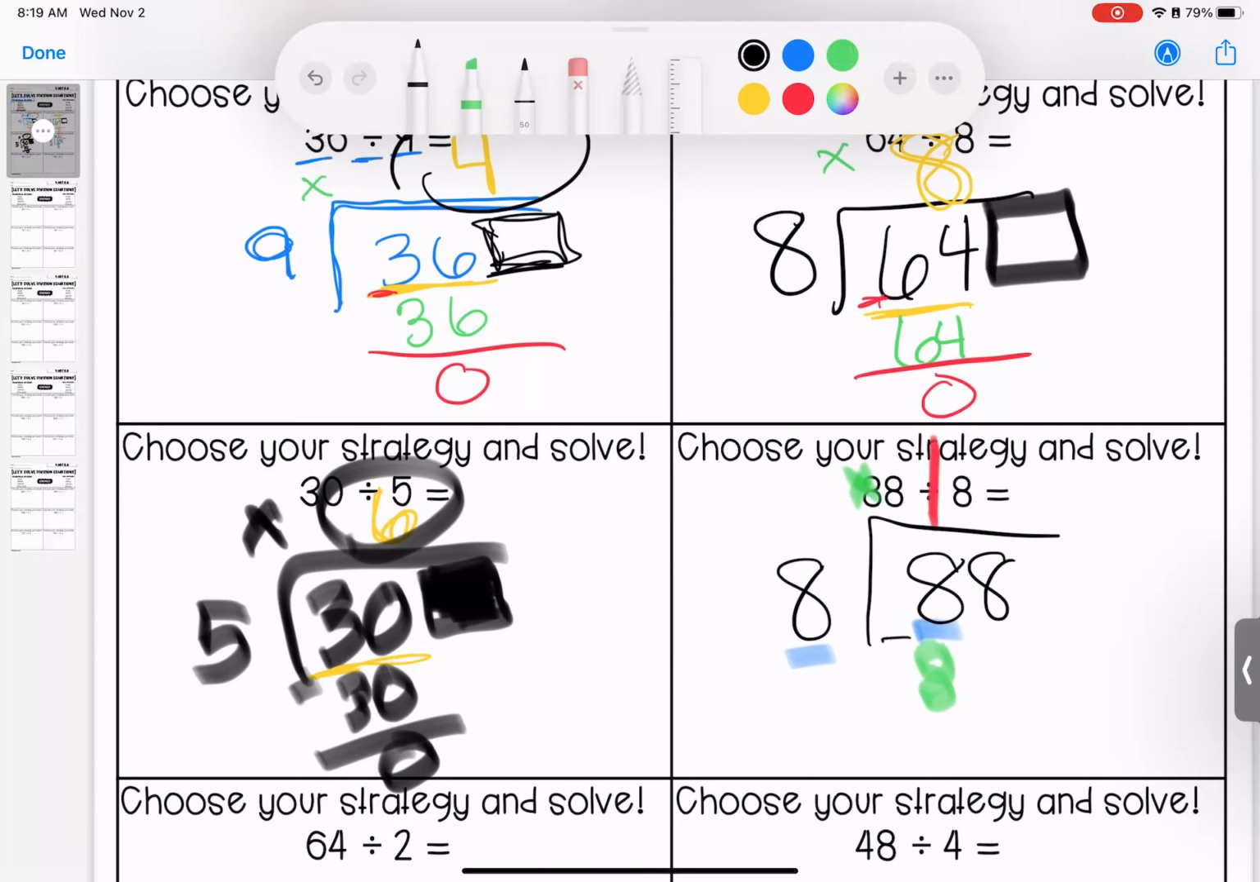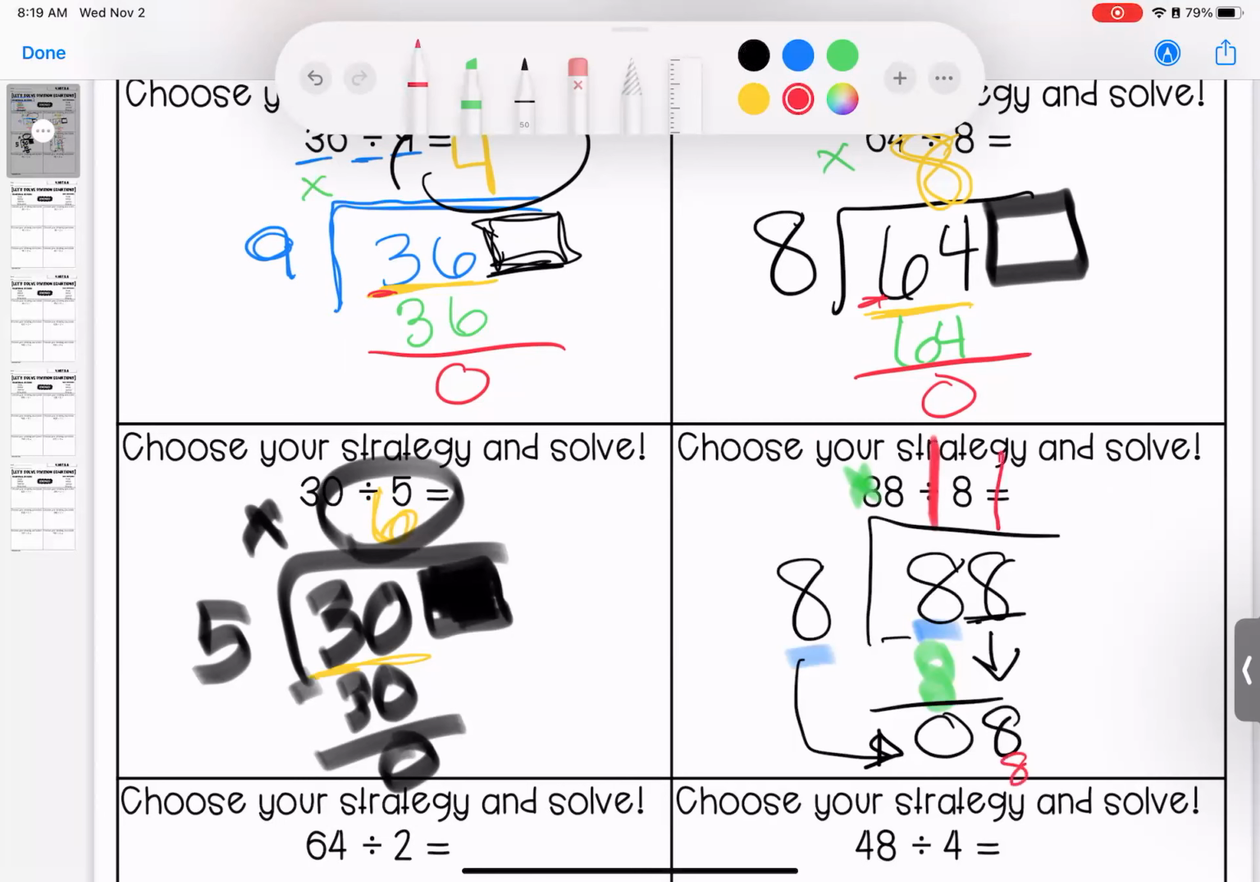Let's subtract. 8 take away 8 is 0. Let's bring down. I have something to bring down this time. Bring down the 8. Start again. Does 8 divide into 8? I'm looking at what I have left over. Yeah, it does. 8 goes into 8 one time.